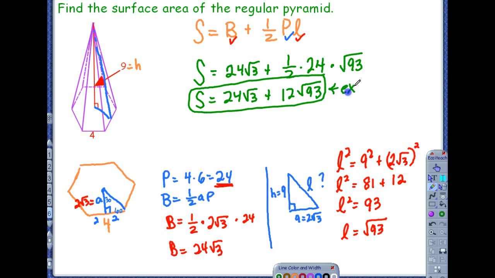And of course, if it has units, which I'm guessing a lot of times these will, then you can type this in your calculator, and what do you get approximately? Approximately 157.29. Okay, so just something to keep in mind.